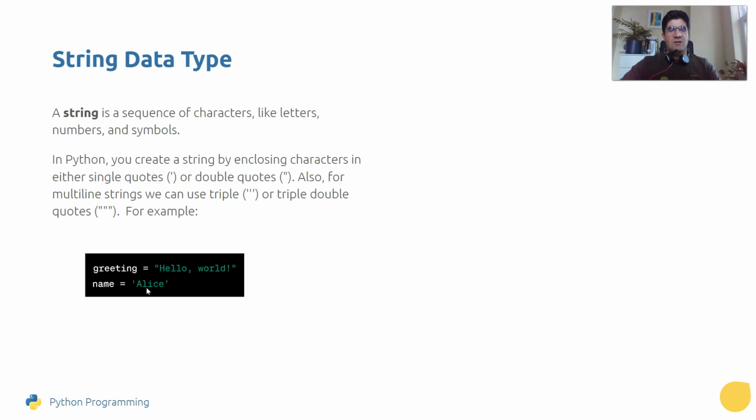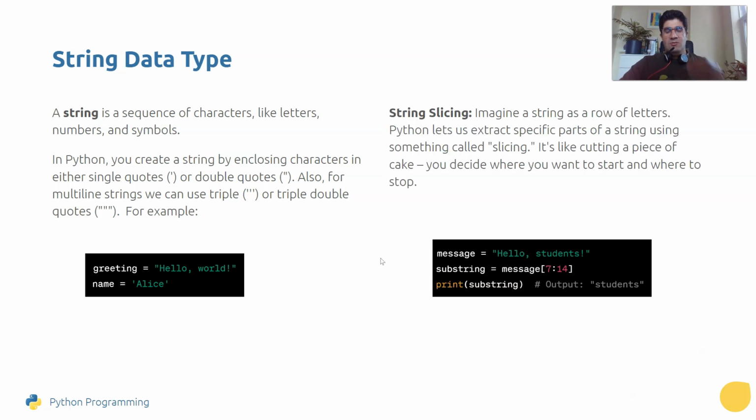Also, for people who come from other programming languages such as Java or C++, we don't have a character data type in Python. Instead, we have just a string with one character, so you can use a string with a length of 1. This is some sample. For example, we created a greeting variable with the content hello world, and another variable name with the content of Alice.